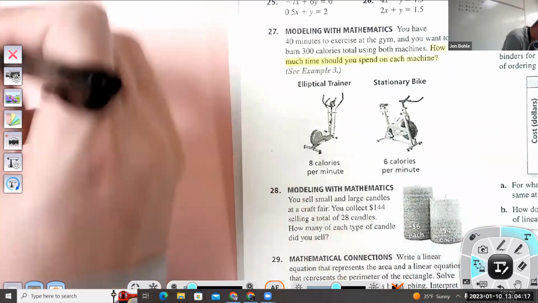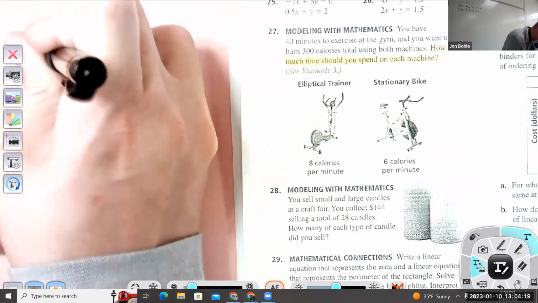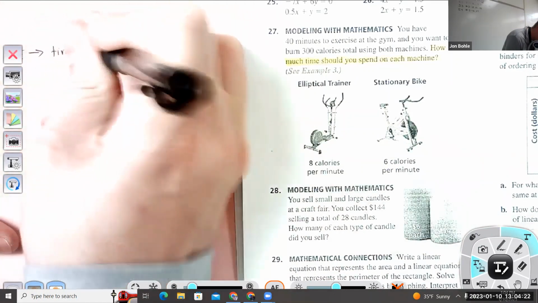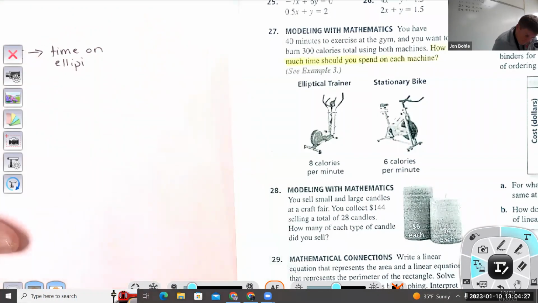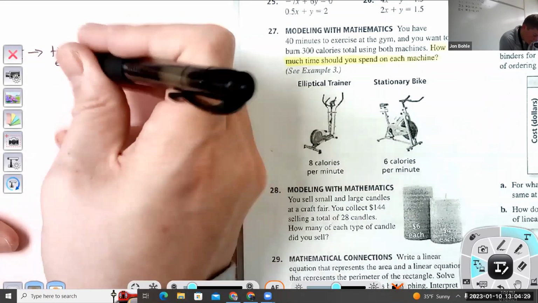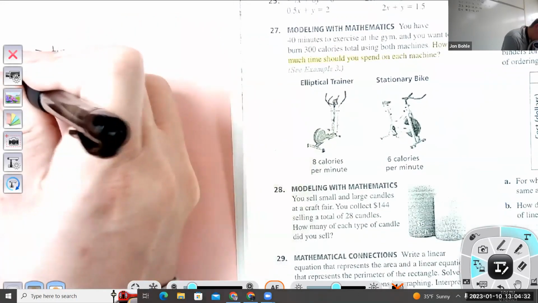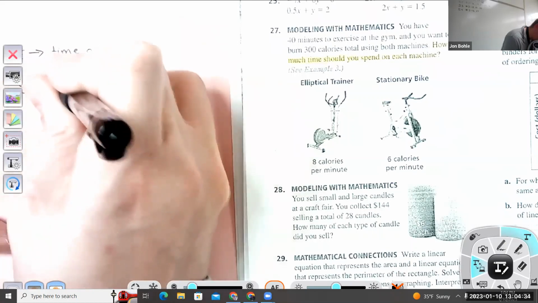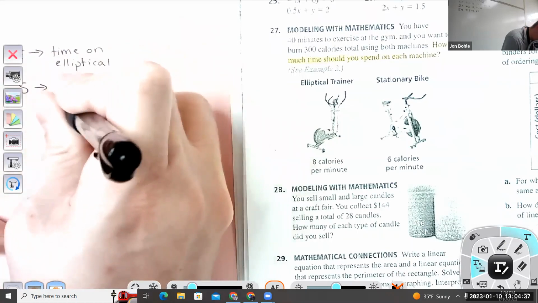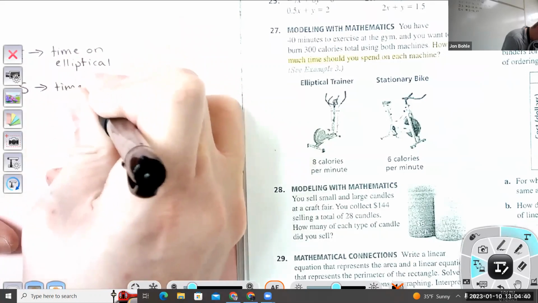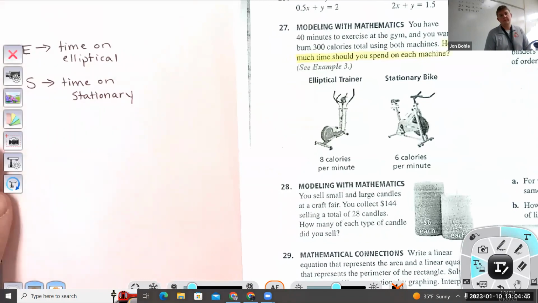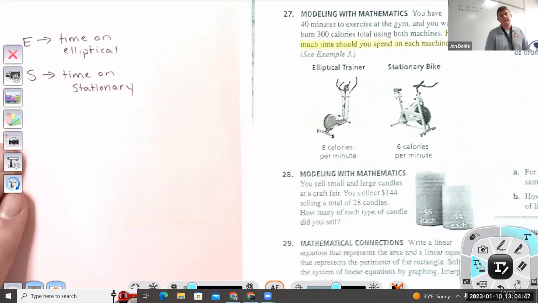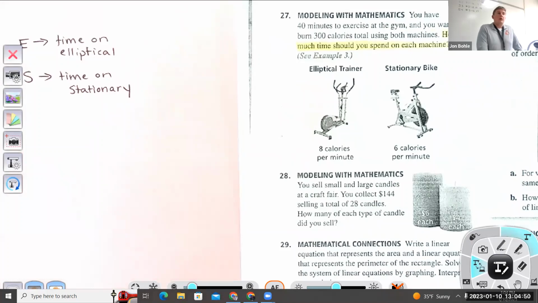Okay. For me, E is going to represent time on elliptical, if I know how to spell that. I can't spell. And S is going to be time on stationary. Okay, let's focus in, please.